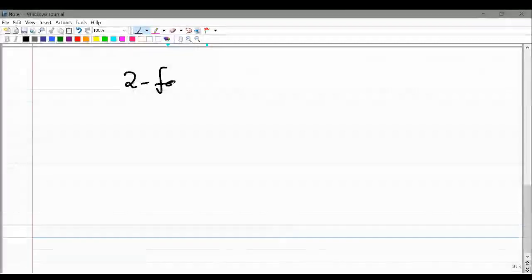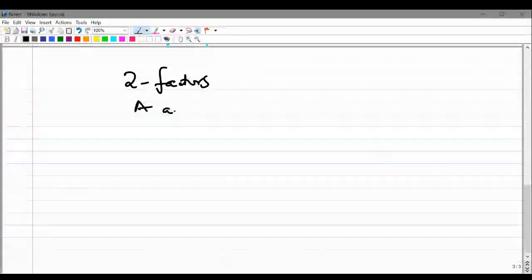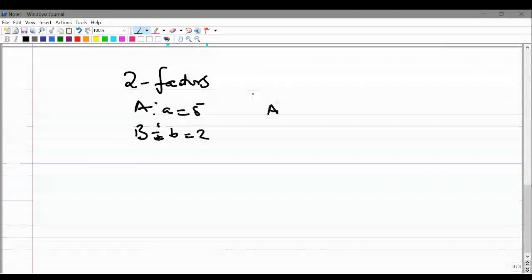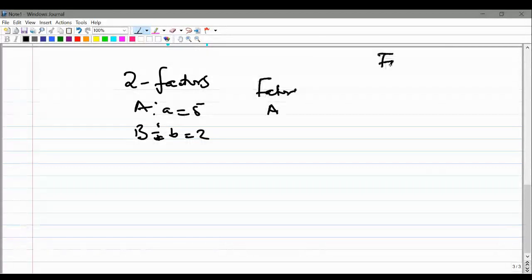So when coming to the data set now, the data set will be looking like this. In a case where we have only 2 factors, suppose A is having 5 levels and B is having 2 levels. So it means we'll have A. Remember, this one will be factor A and factor B. So it means we have what?